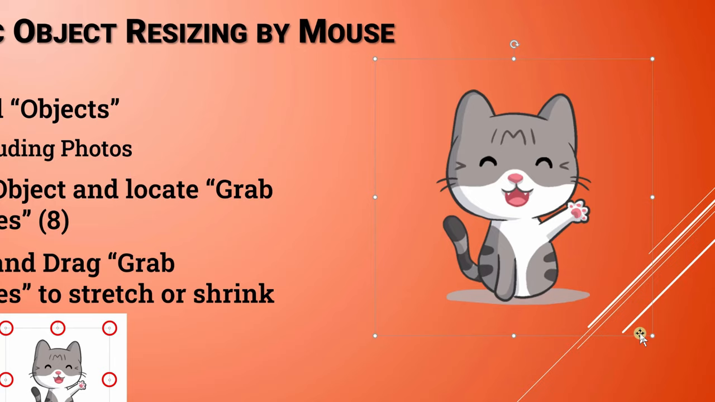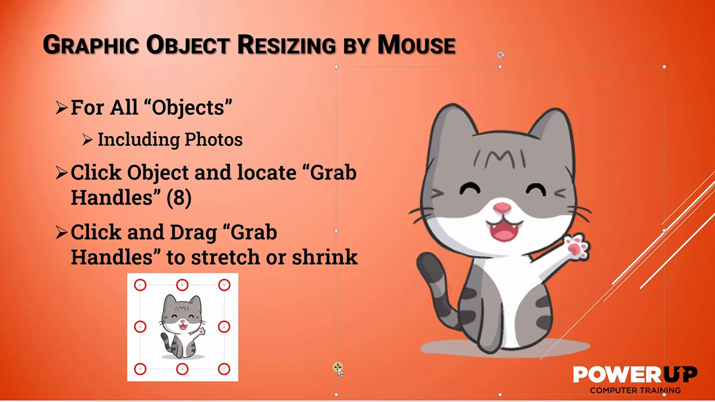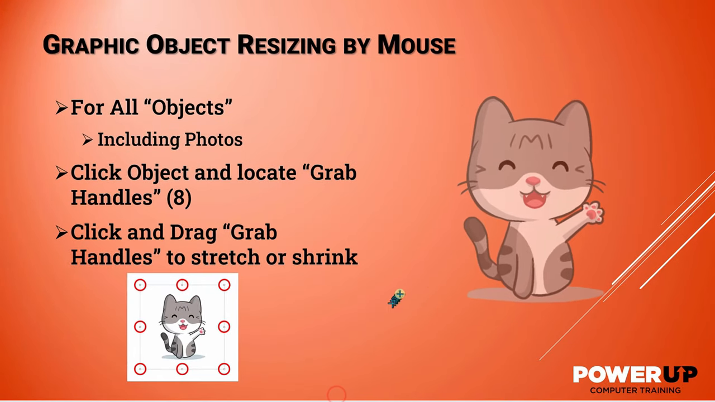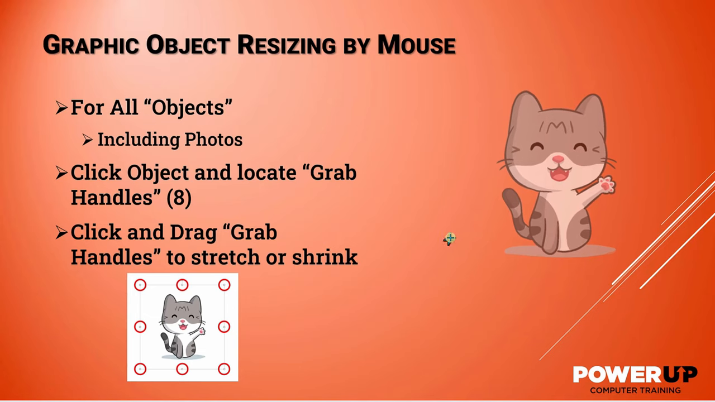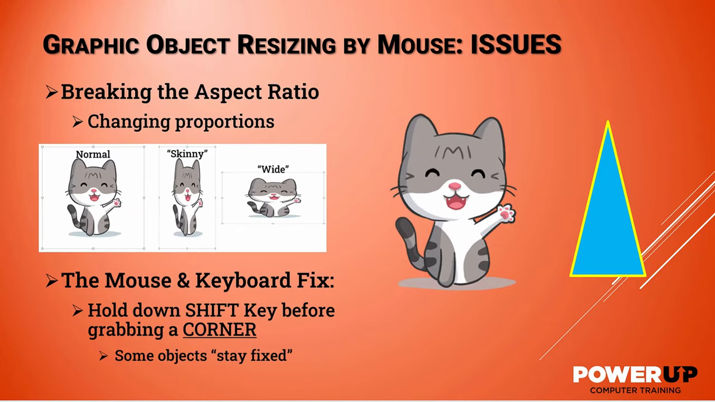There's also a 4-way arrow that is used to move the object, not resize it. Now it's just a simple matter of clicking one grab handle and resizing the objects based on the 3 directional choices I just named. It looks easy enough, but there are some subtleties here.